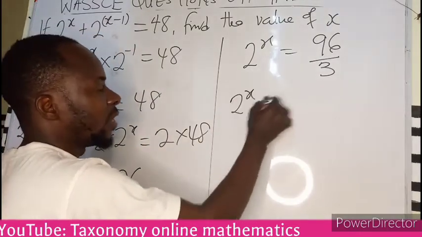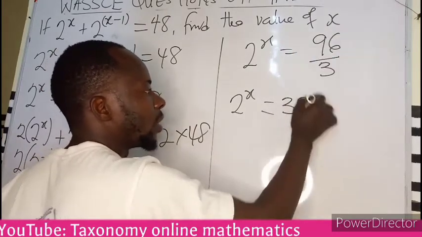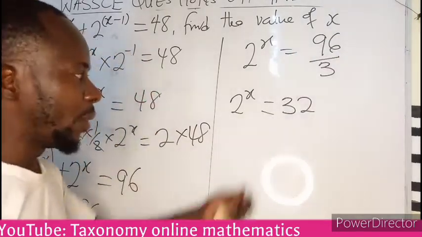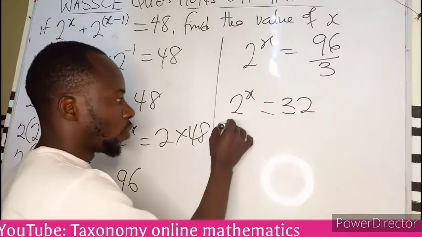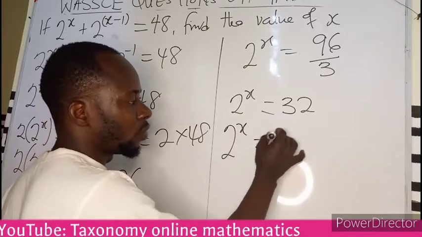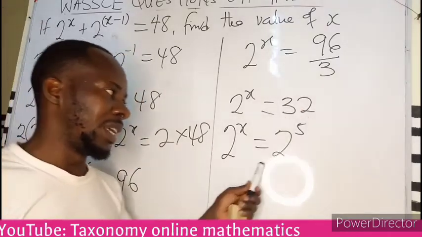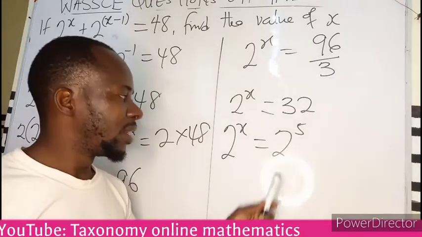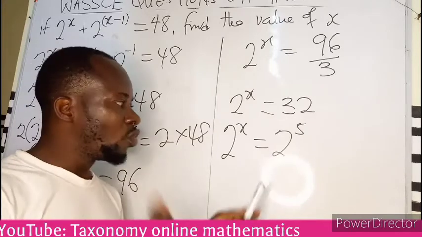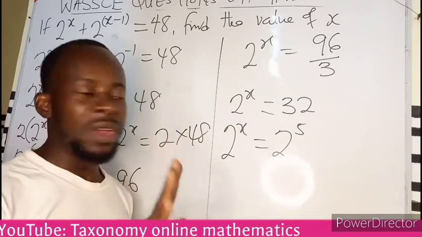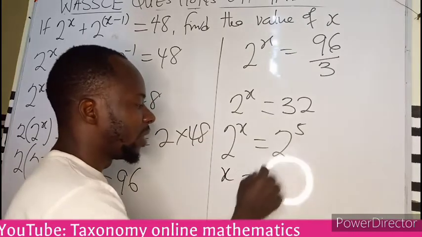2 exponent x equals, I think I go here 3 times and go here 2 times. And here we are. Voila. 32 can be expressed in the base of 2. So 2 exponent x equals 2 exponent what? 5. Now this is not 2 times 5 to be 10. This is 2 times 2 times 2 times 2 times 2, meaning 2 is multiplying itself 5 different times. So we are having equal base. So our x is going to be 5.